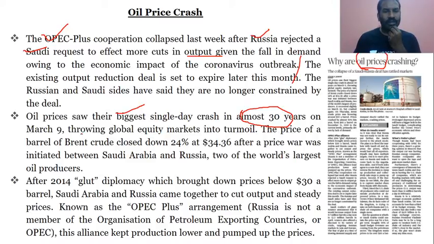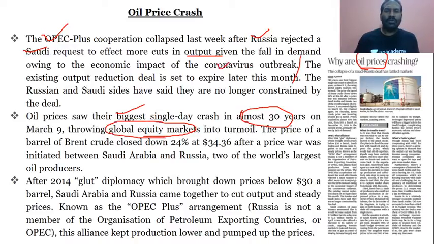In 1991, the US Gulf War had taken place. We have experienced such a kind of drastic slash in the oil prices globally. And then we have seen on March 9th, the biggest single day crash which has taken place. And this has again impacted very badly the global equity markets.